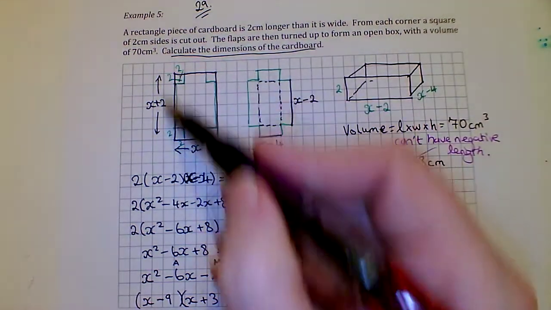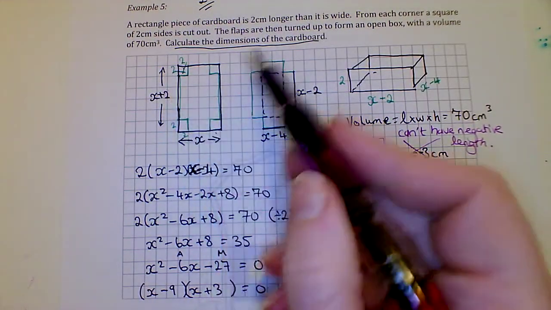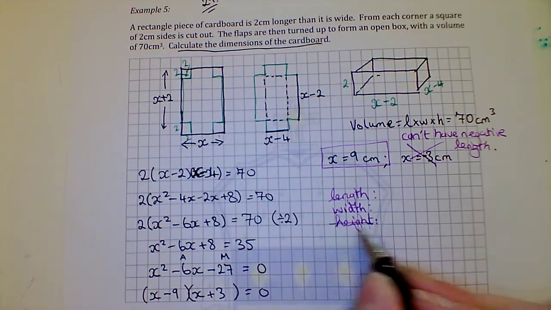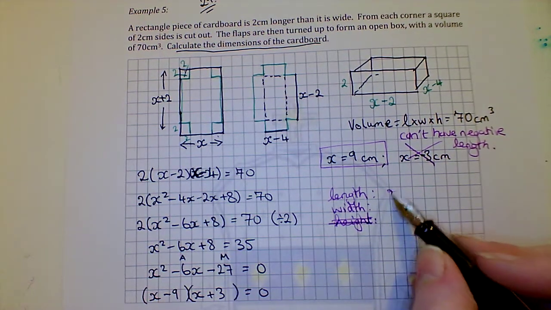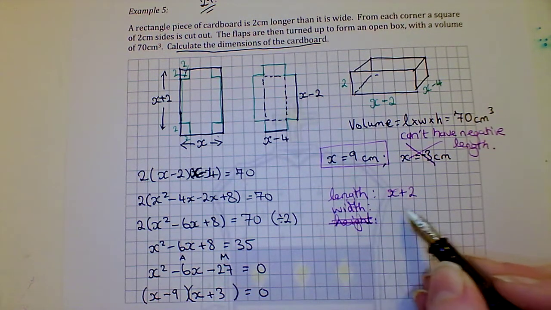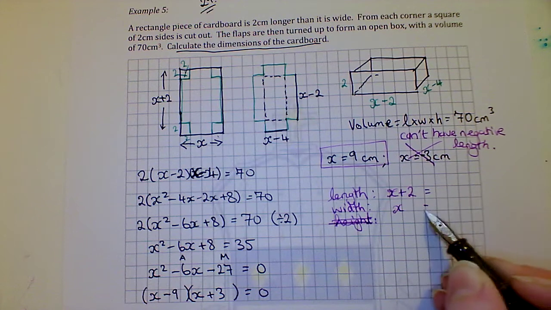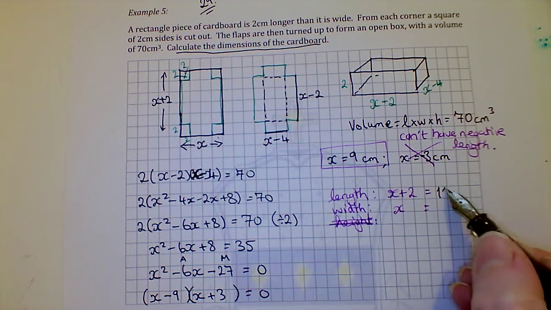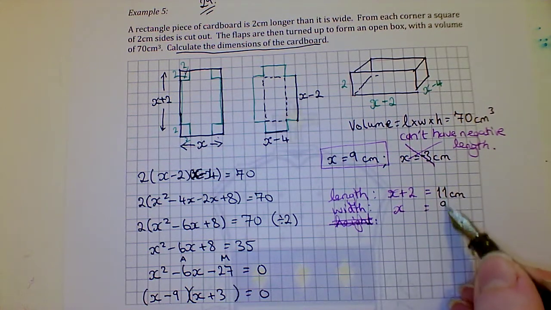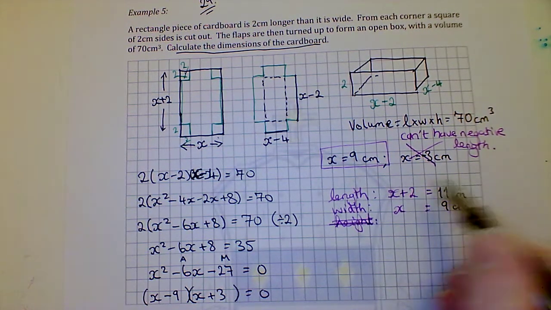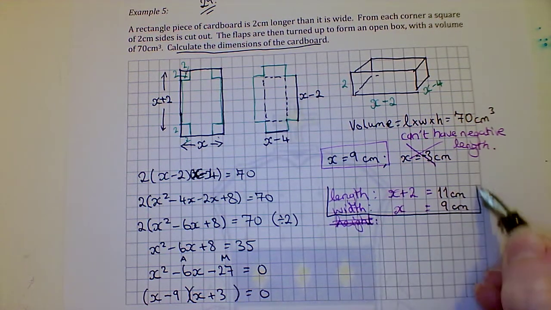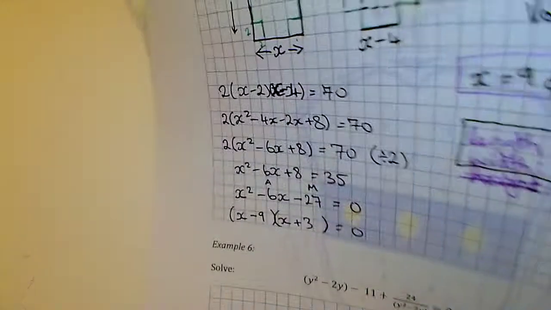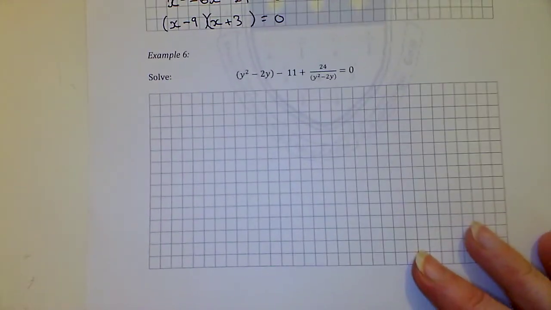Okay, so the length was the long one, of the cardboard, I want to make sure I'm answering the right thing. The length was x plus 2 and the width was x, so that means that the length of the cardboard was 11 centimetres and the width was 2 centimetres less, 9 centimetres, and that's my answer. Okay, and move straight on to the next type of question that we want to look at.